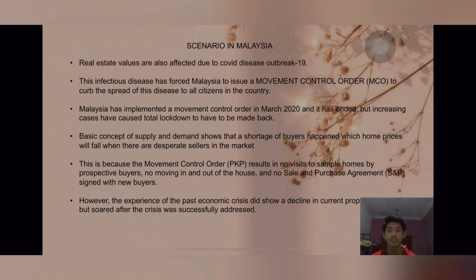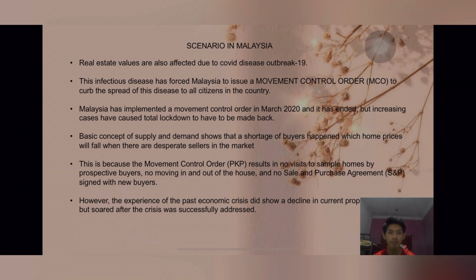Next, we look at the scenario in Malaysia. Real estate value is also affected by the COVID-19 disease outbreak. The infectious disease has forced Malaysia to issue a Movement Control Order, MCO, to curb the spread of the disease among citizens in this country. Malaysia implemented a Movement Control Order in March 2020 and it ended, but increasing cases caused a total lockdown to be made again.